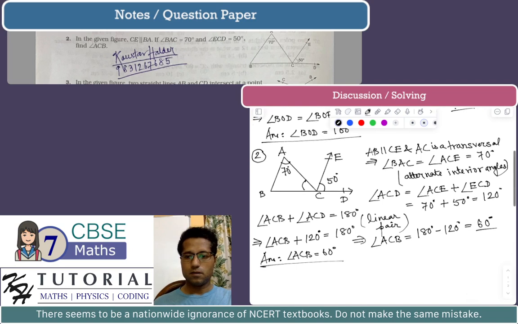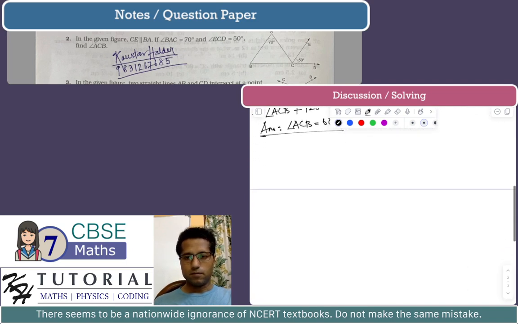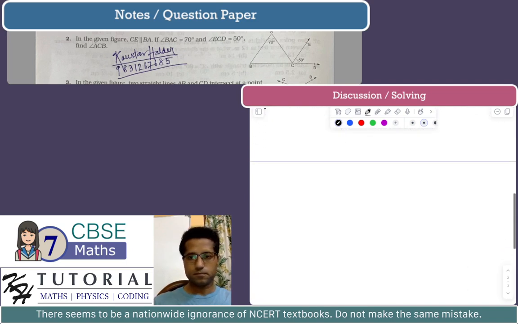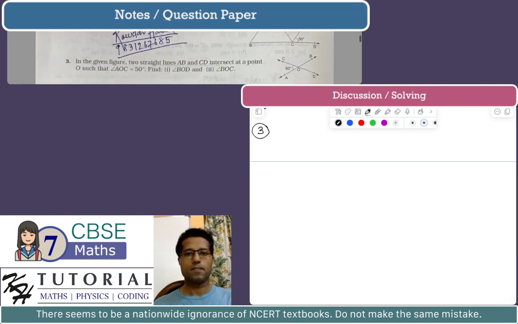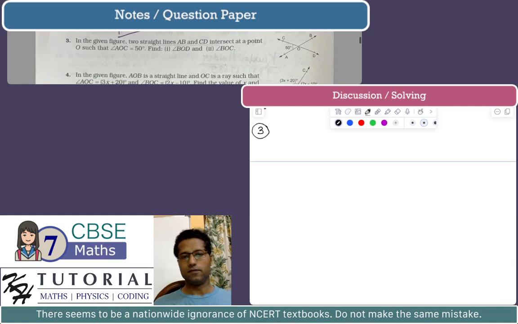Okay, let's do problem number 3. In the given figure, two straight lines AB and CD intersect at a point O such that angle AOC is equal to 50 degree. Okay, so we have two straight lines intersecting.